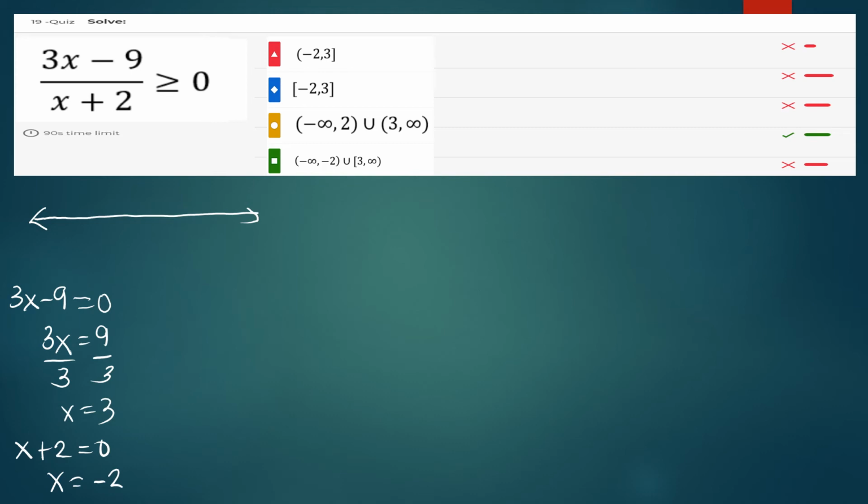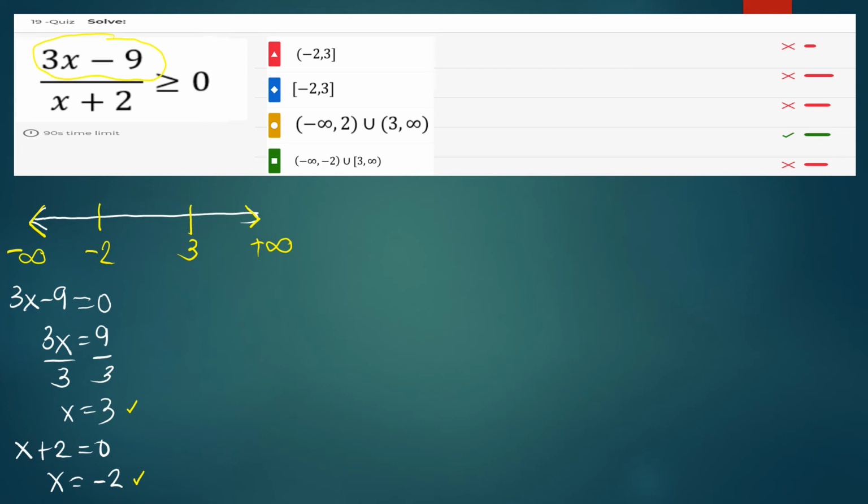So for this one, we're going to mark our number line using the critical values. So we will be having here negative 2, and then this one is positive 3. So we know that this arrowhead here indicates that it's going to the left side, going to negative infinity, while the arrowhead here indicates that it's going to positive infinity. Okay? So next thing that we're going to do is we're going to check whether these two values can satisfy our inequality. So with this one, we have here 3x minus 9 in the numerator.